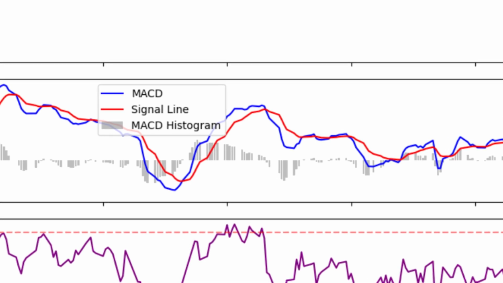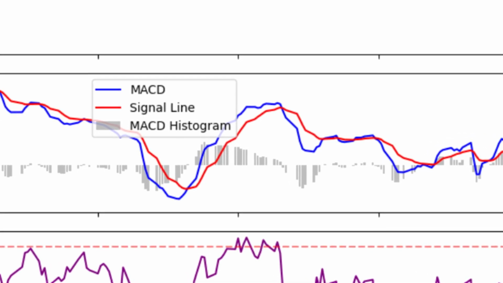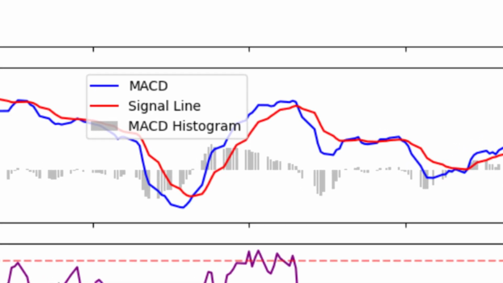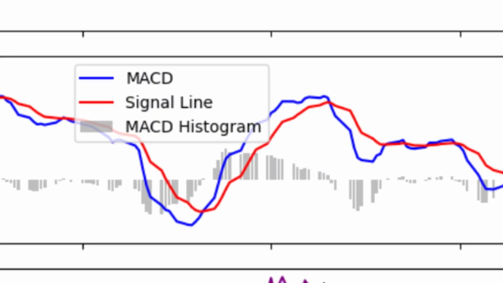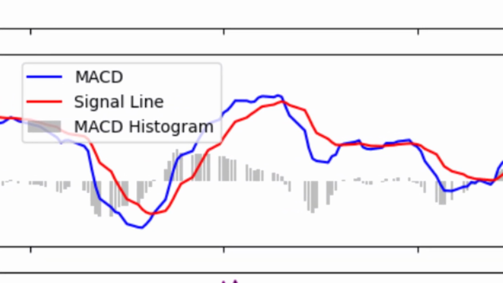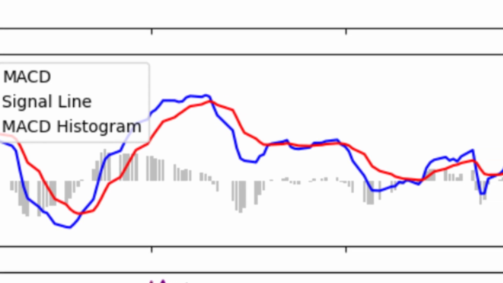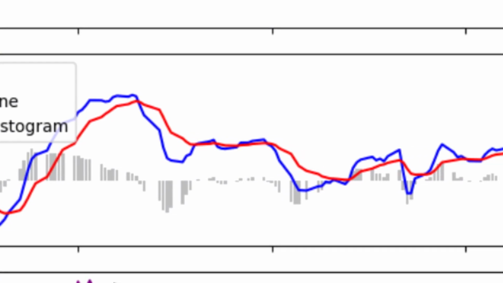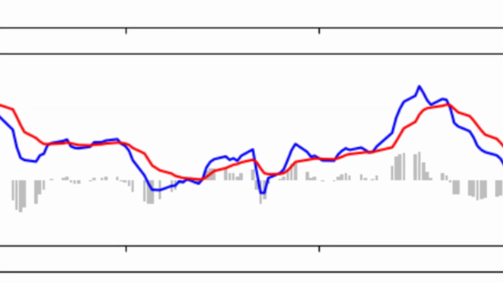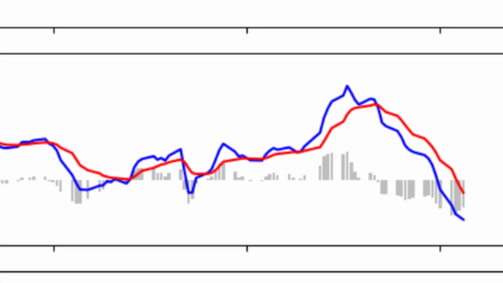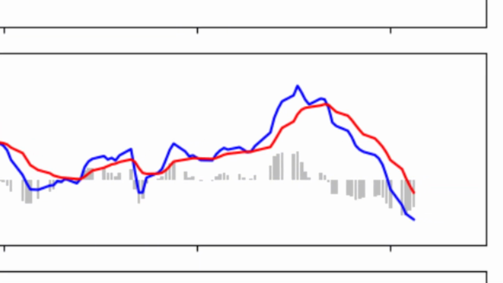Now let's bring in the MACD, the Moving Average Convergence Divergence. The MACD helps us understand the relationship between two moving averages of a stock's price. For Procter & Gamble, the MACD line is currently below the signal line, indicating bearish momentum. However, it's important to note that the MACD is reaching levels that suggest the stock might be oversold.